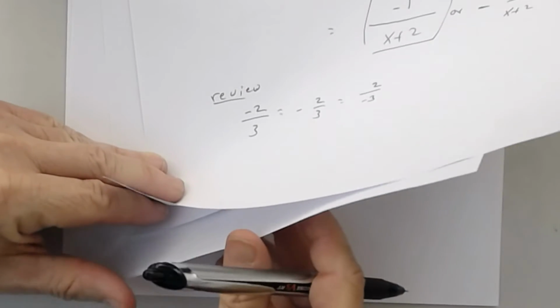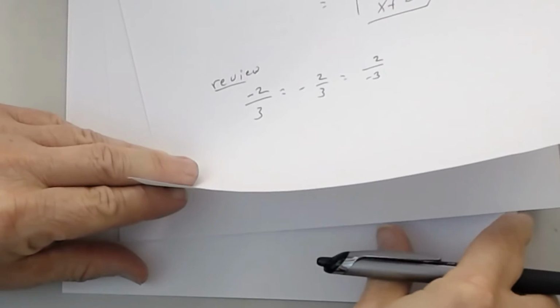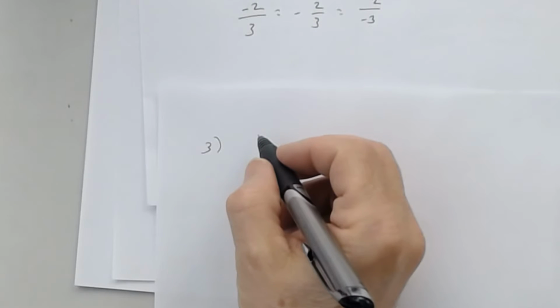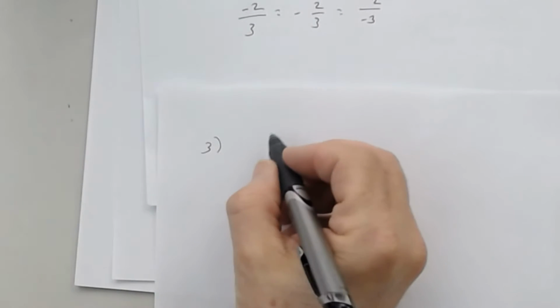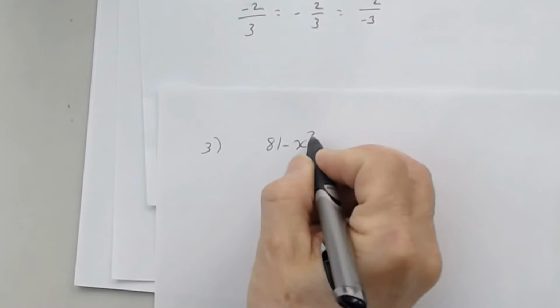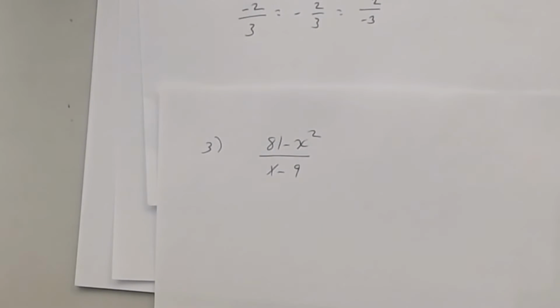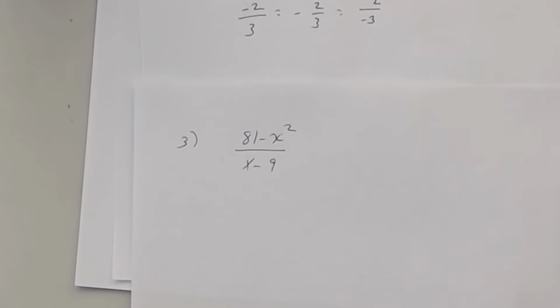All right, number 3. You have 81 minus x squared divided by x minus 9. You want to simplify this rational expression. What's the first step? Factor. How do you factor that numerator?